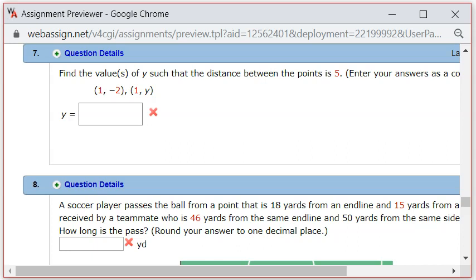All right, let's look at homework 1.1, problem number 7. We have 2 points given, (1, -2) and (1, y), and the distance between those 2 points is 5. Then we want to find the values of y. All right, so let's do that.